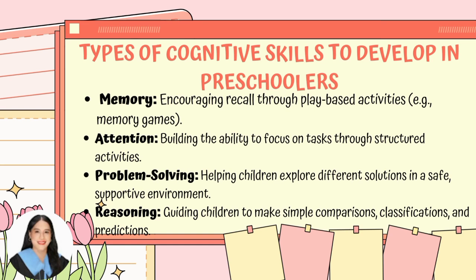So, for example, Sophia, a preschool student in elementary, is playing a memory card game with her classmates. She tries to remember where the matching cards are. So, that is for memory. She stays focused until the game is finished. So, that is for attention. She thinks of different ways to find matches. So that is for problem solving. And she explains why she thinks two cards go together based on color and shape. So that is for reasoning.